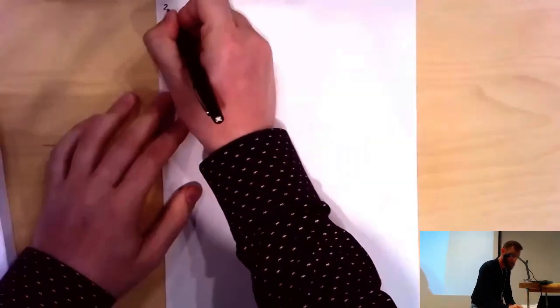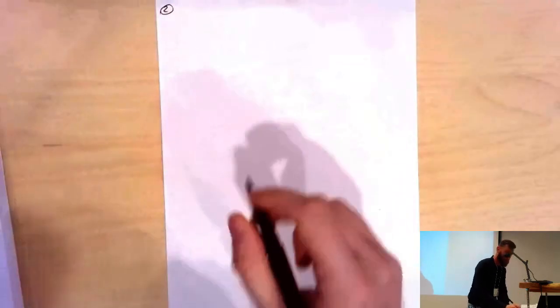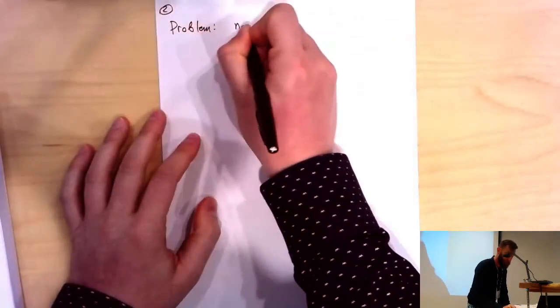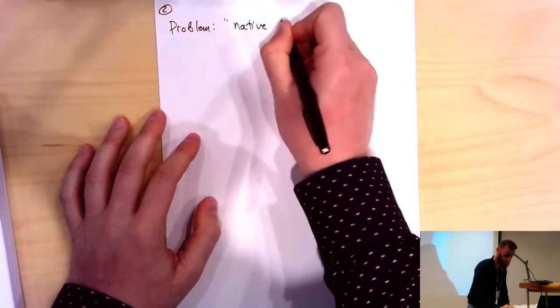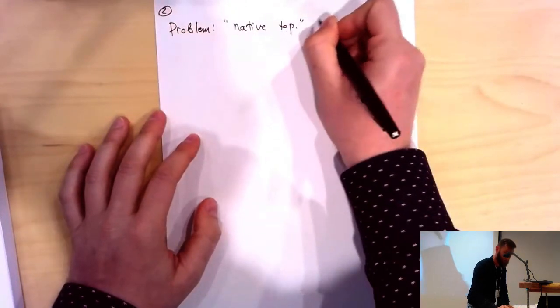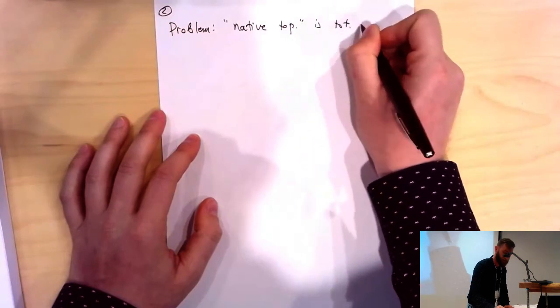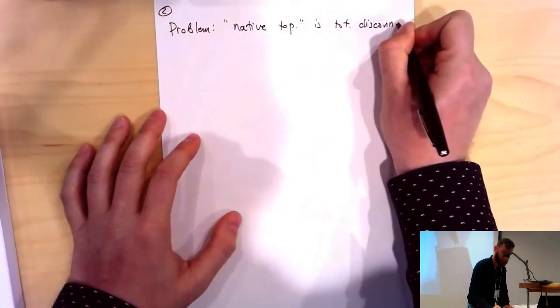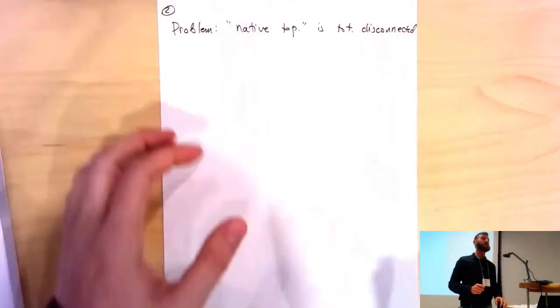Okay, so I'm going to put this here. And the rhythm of this is that I take a new piece of paper. Okay, put a little part 2. And the problem is that the native topology is totally disconnected. Okay, is it visible? Yeah.